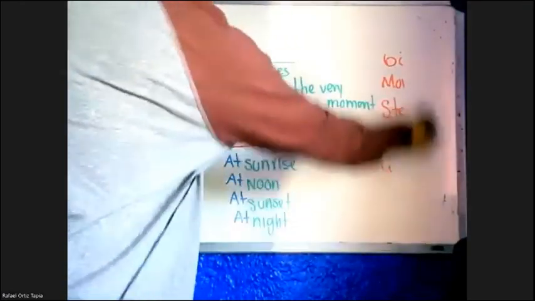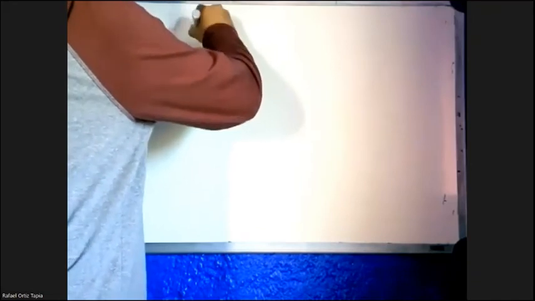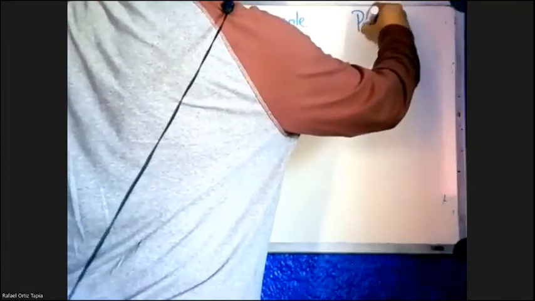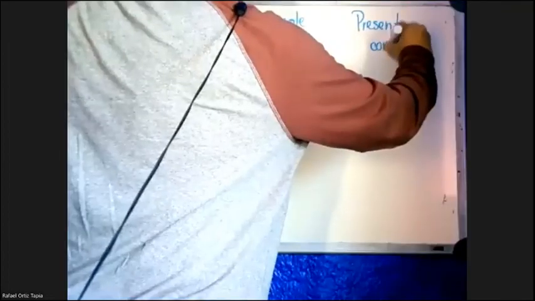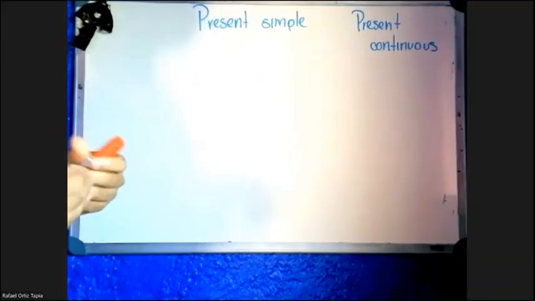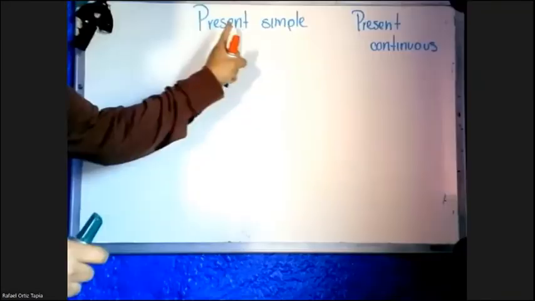Vamos a verlo aquí. The verb to be in present. You have to take in mind two things. We have two forms. When you want to use the verb to be in present, the first is what you know, I guess, as present simple, or simple present, which is the same, and then you have present continuous. So in present, the verb to be will help you form present simple and present continuous.